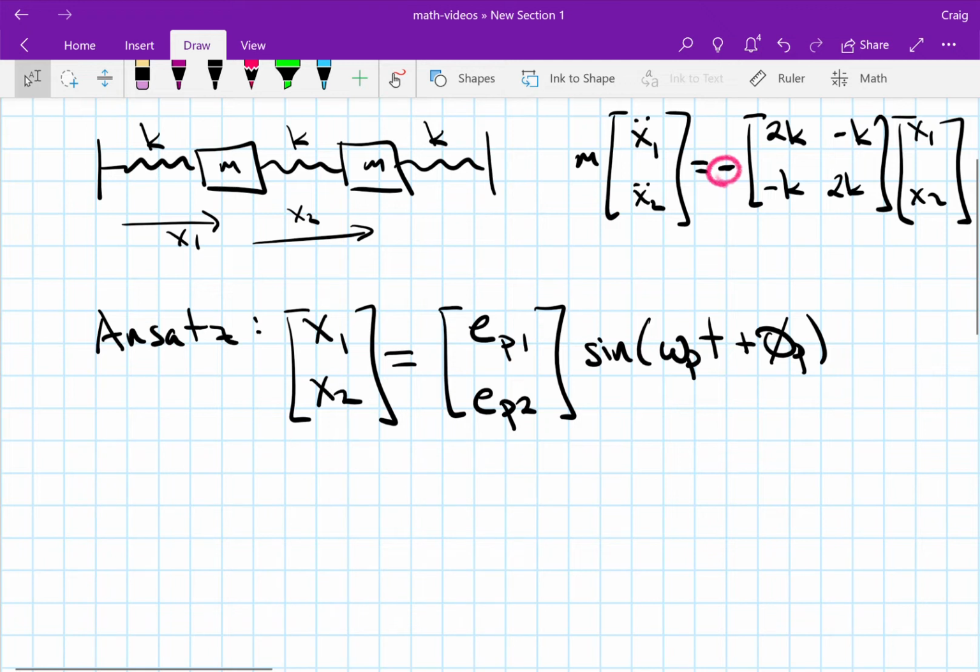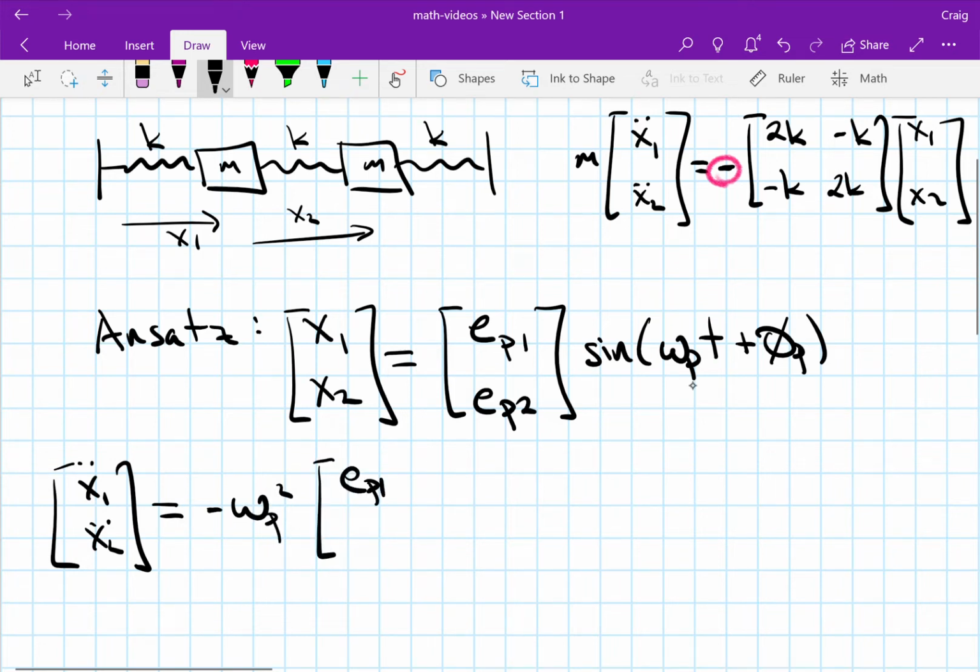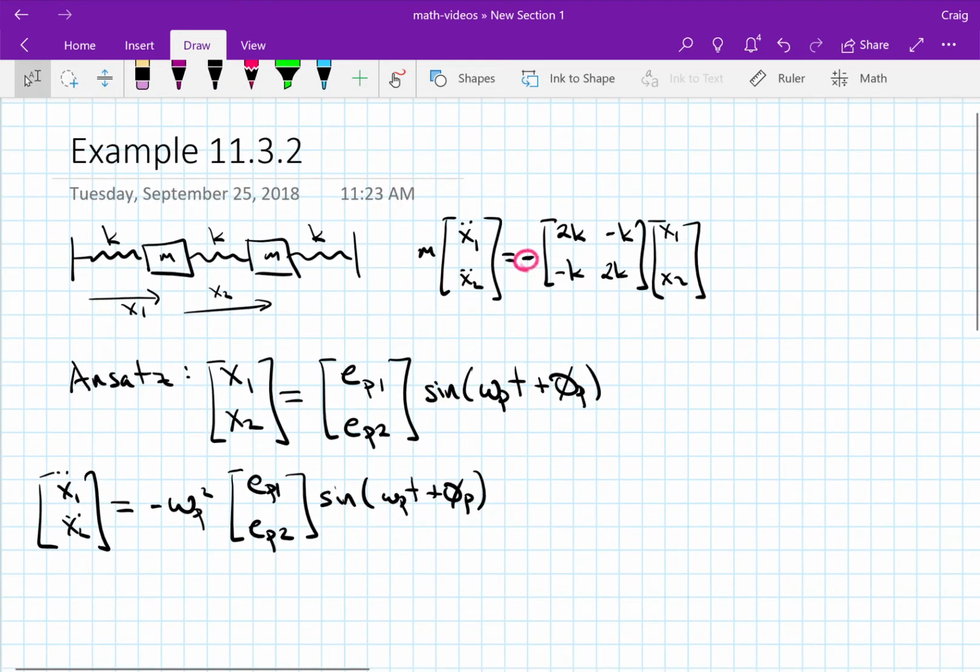Okay, so we put that ansatz into this expression. We take two derivatives of this thing, x1 double dot, x2 double dot. I take two derivatives of the sine, and out comes a minus omega squared. So that's a minus omega_p squared, and then I have the same thing, e_p1, e_p2 times sine of omega_p t plus phi_p. That's just the acceleration. So I'll just pre-multiply by mass. So this is now mass times acceleration.